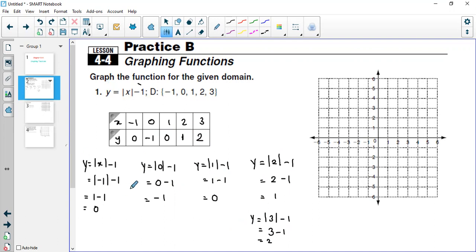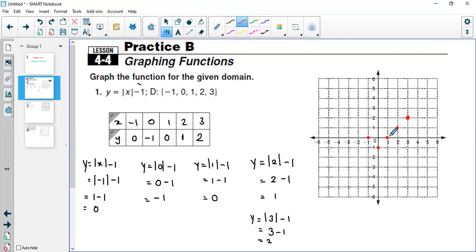Now that our function table is complete, we are just going to graph these points. So let's see how we can graph them. Here x is -1, y is 0. So if x is -1, y is 0, it is this point right here. Then when x is 0, y is -1. It's here. Then x is 1 and y is 0. So that point is here. Then x is 2, y is 1. So we are plotting this point here. And then 3 and 2. So 3 and 2 are here.